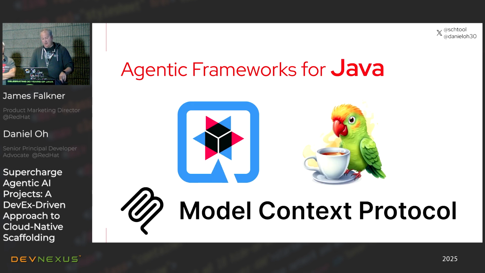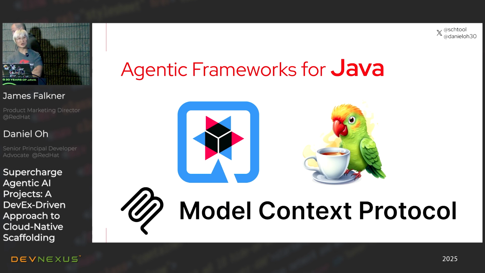And so that takes us to what we're going to use today with LangChain4j, which is a relatively new project from Anthropic called Model Context Protocol. And so Daniel's going to give you a bit of information about that, and then we'll switch over to the demo. Yeah, thanks, James. So this is for Java developers.